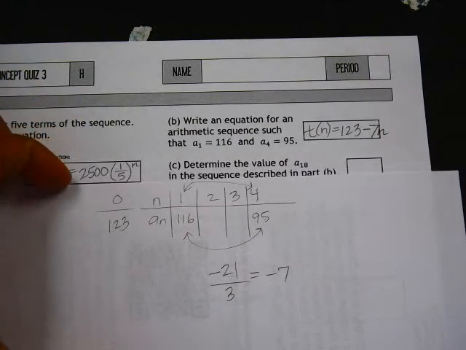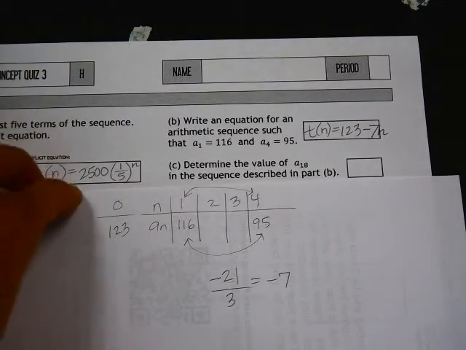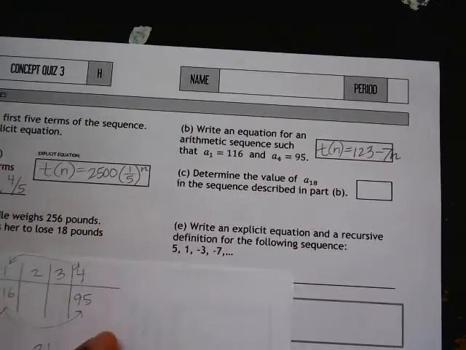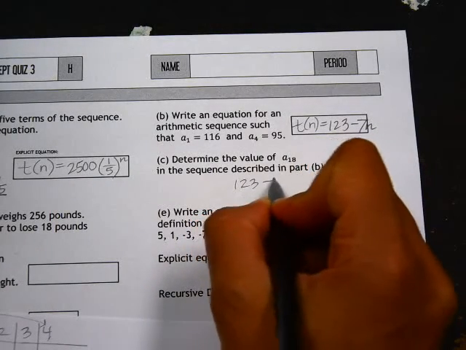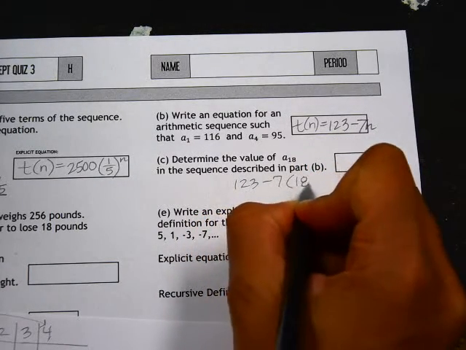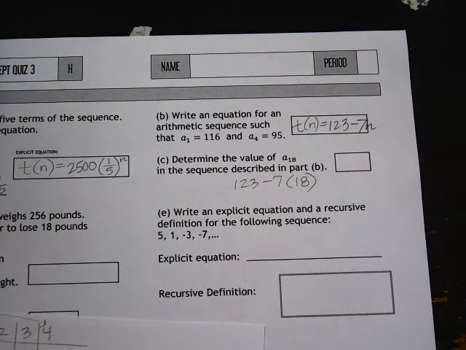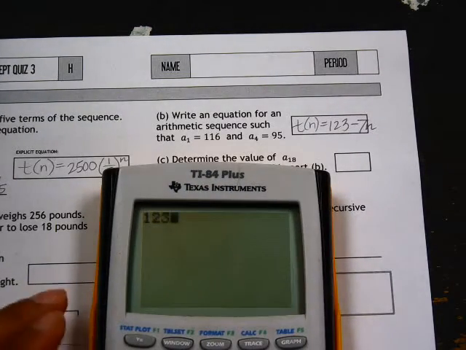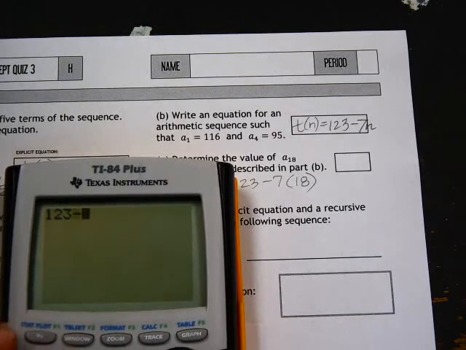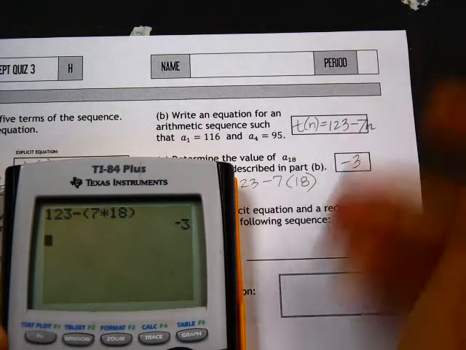Determine the value of a sub 18 in the sequence described in part B. So to find the 18th term, I can use my equation and just plug in when n equals 18. So we're going to do 123 minus 7 times 18. So it would be negative 3.